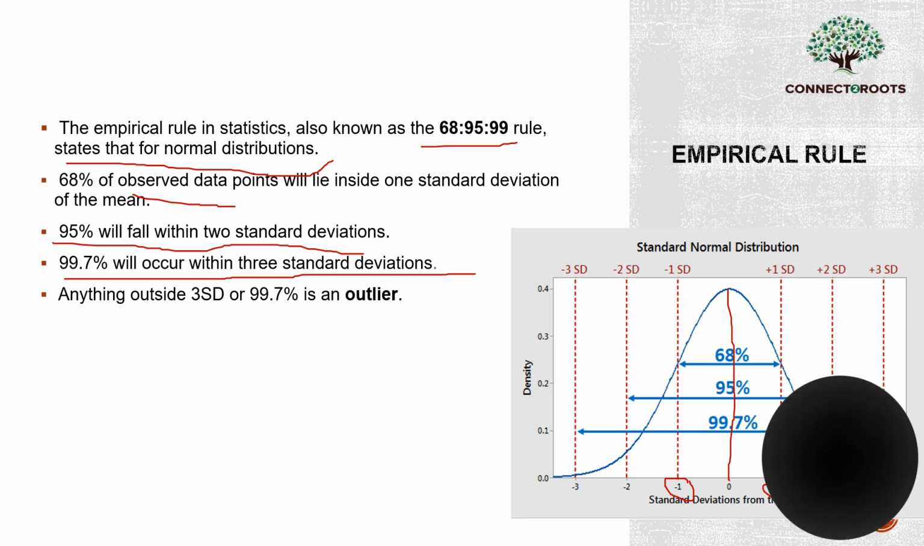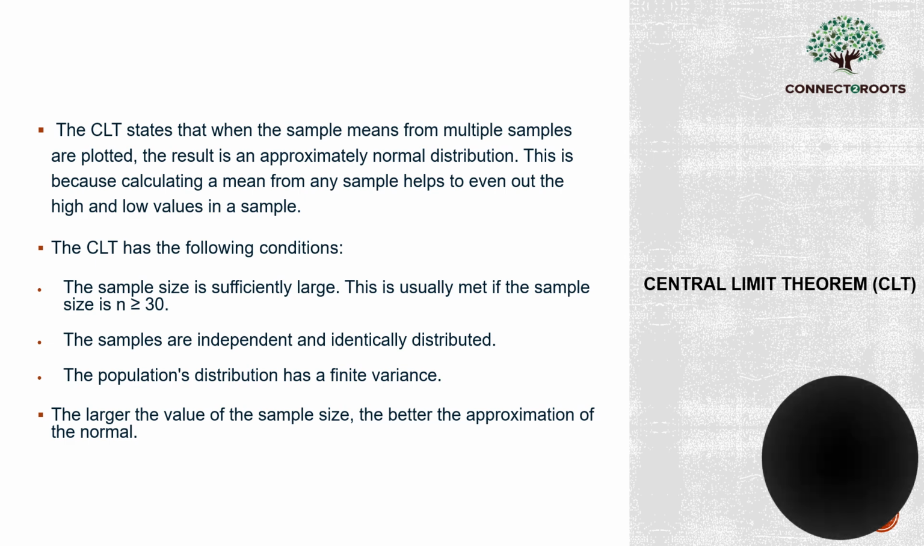Between the first standard deviation, 68% of your data lies. Between the second standard deviation, 95% of data lies. Whereas between the third standard deviation, 99.7% of your data lies. So any point outside of this third standard deviation is considered an outlier. In this way also, we can determine or treat our outliers.